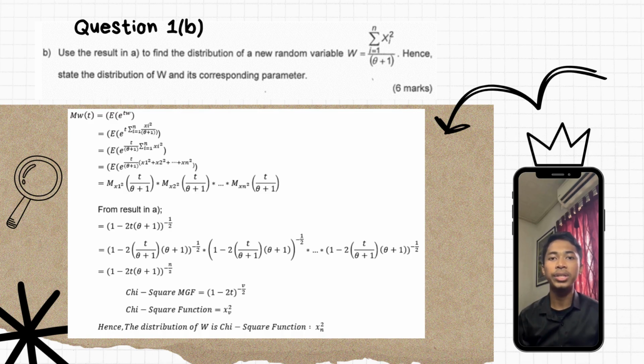And by inserting the equation of gamma into our MGF of W, we will get the answer value of (1 minus 2t over theta plus 1) to the power of negative n over 2. We also know the chi-square MGF is (1 minus 2t) to the power of negative v over 2, and the chi-square function is chi-square with degree of freedom v. So, comparing the chi-square MGF and our answer, we will know that the distribution of W is chi-square with degree of freedom n.